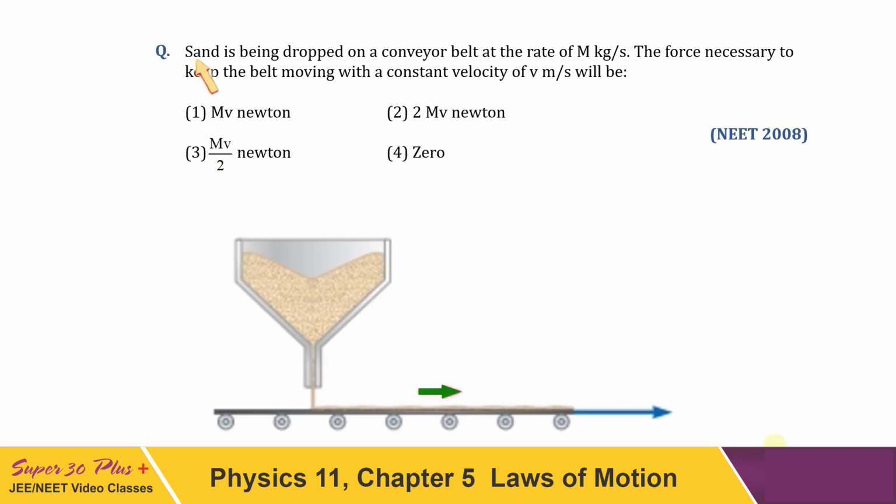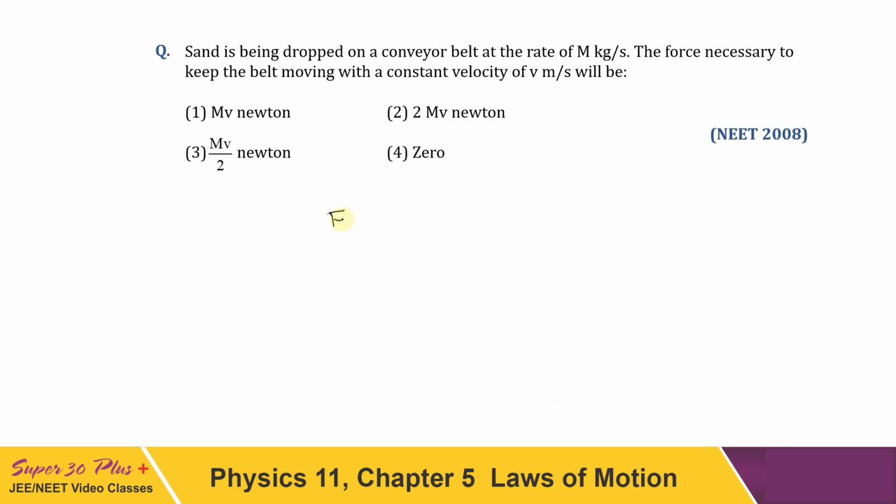In the next question, sand is being dropped on a conveyor belt at the rate of m kg per second. The force necessary to keep the belt moving with a constant velocity of v meter per second will be. It is a question related to a variable mass system. Now let us see how this can be solved. We have to calculate the force. So force can be written as d of mv by dt, which is the rate of change of momentum. That should be equal to v dm by dt plus m dv by dt.